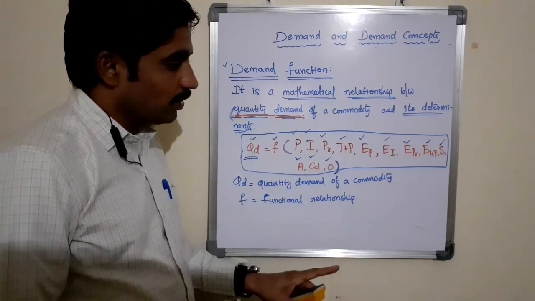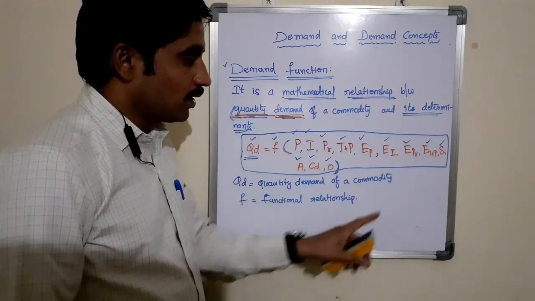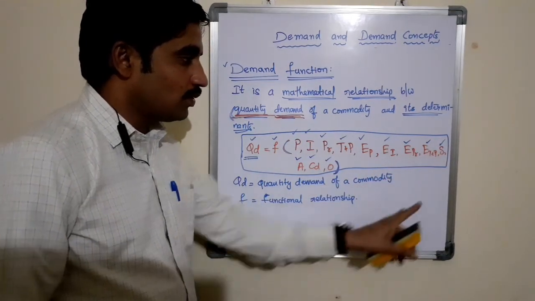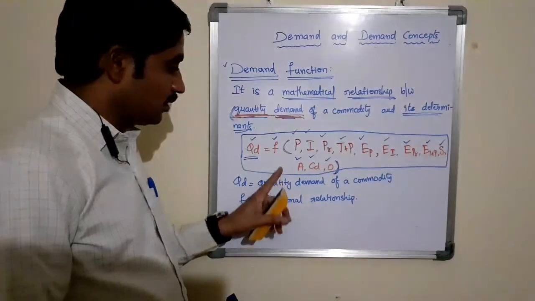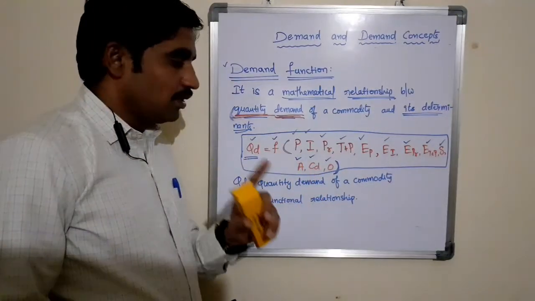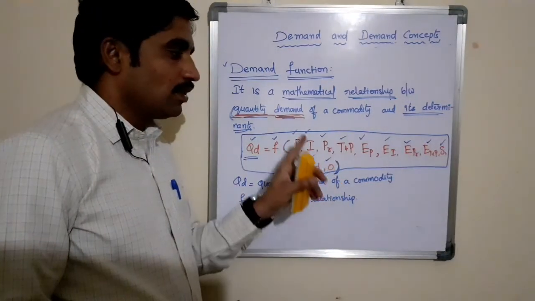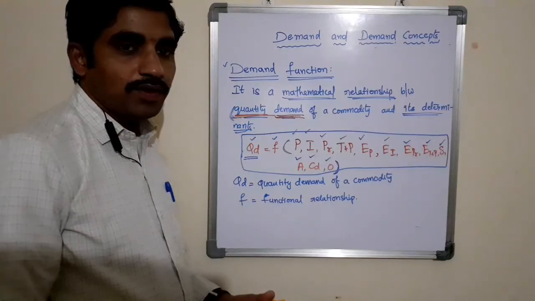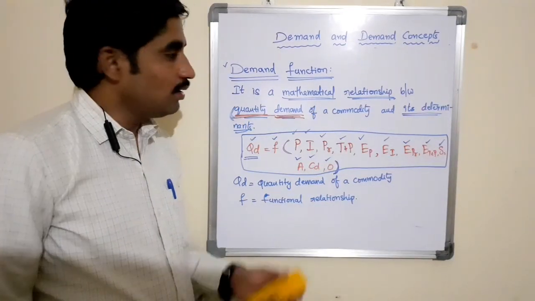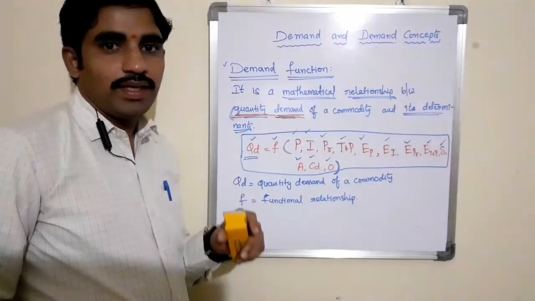Expected prices of the commodity, expected income level of the consumers, expected prices of related goods, expected taste and preferences of consumers, size of the population, advertisement cost, distribution of consumers, and others. All these relate to the quantity demand of a commodity in order to explain the function called demand function.